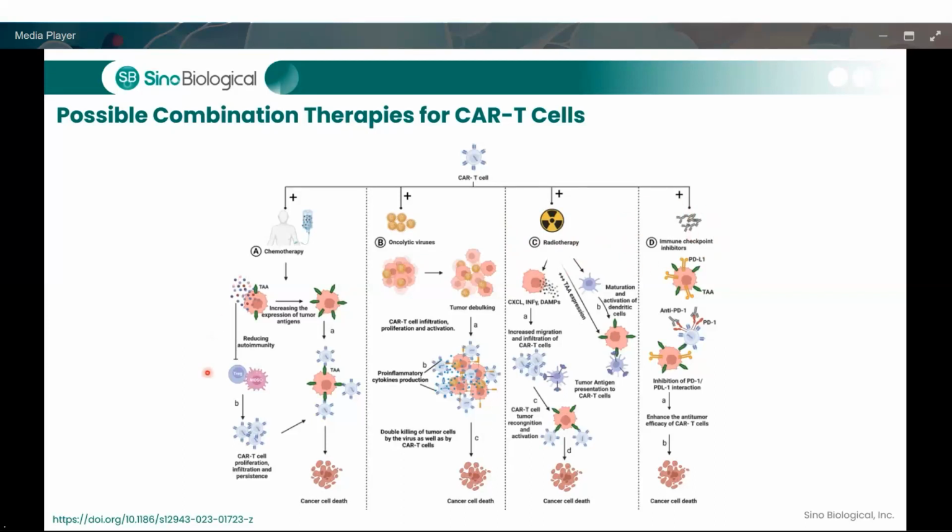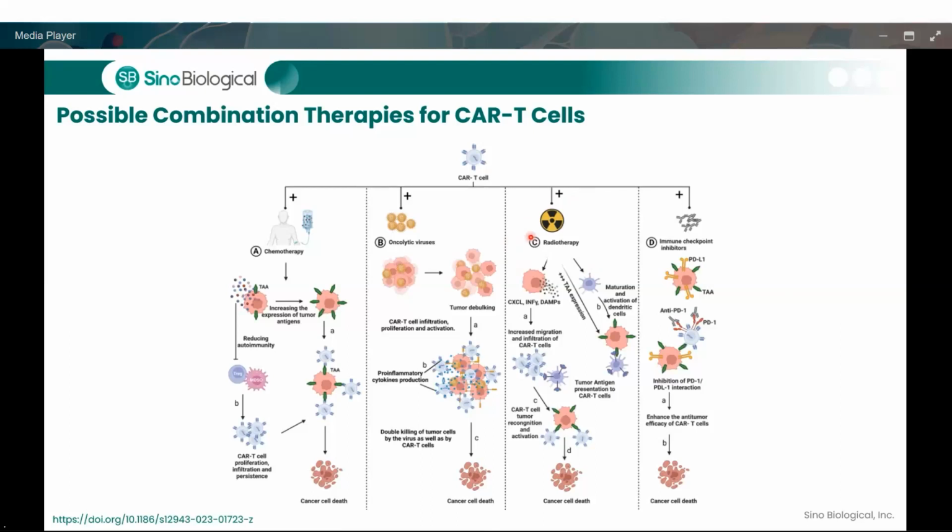Chemotherapy is known to increase the expression of tumor-associated antigens on the cancer cells. This effect helps enhance the CAR T cells' interaction with the cancer cells, promoting CAR T cell proliferation, infiltration, and extending their persistence in the tumor microenvironment. And with oncolytic viruses, the tumor debulking further enhances CAR T cell infiltration, proliferation, and activation, as well as cytokine production and cancer cell apoptosis.